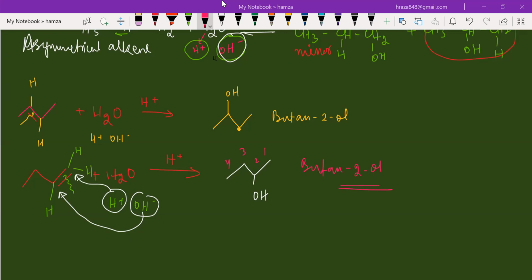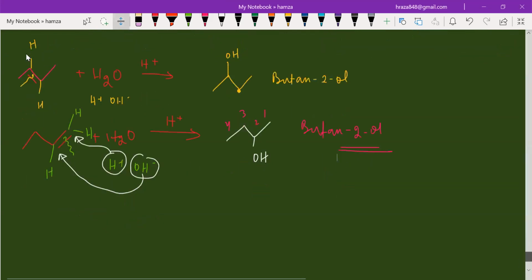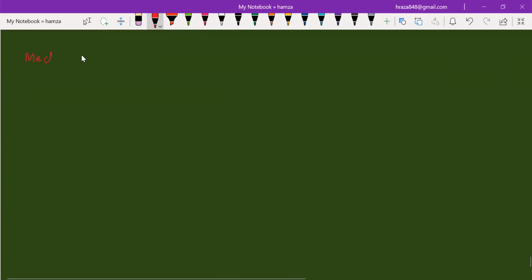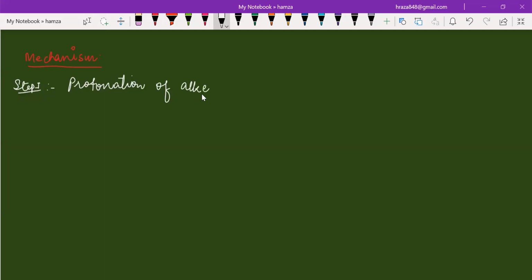The steps in this mechanism: how the reaction takes place, what the intermediate is and everything. So you can see the mechanism. The first step, I'm going to write it step by step. So step one is protonation of alkene. Sorry, protonation of alkene. Can anyone tell me what this protonation is?